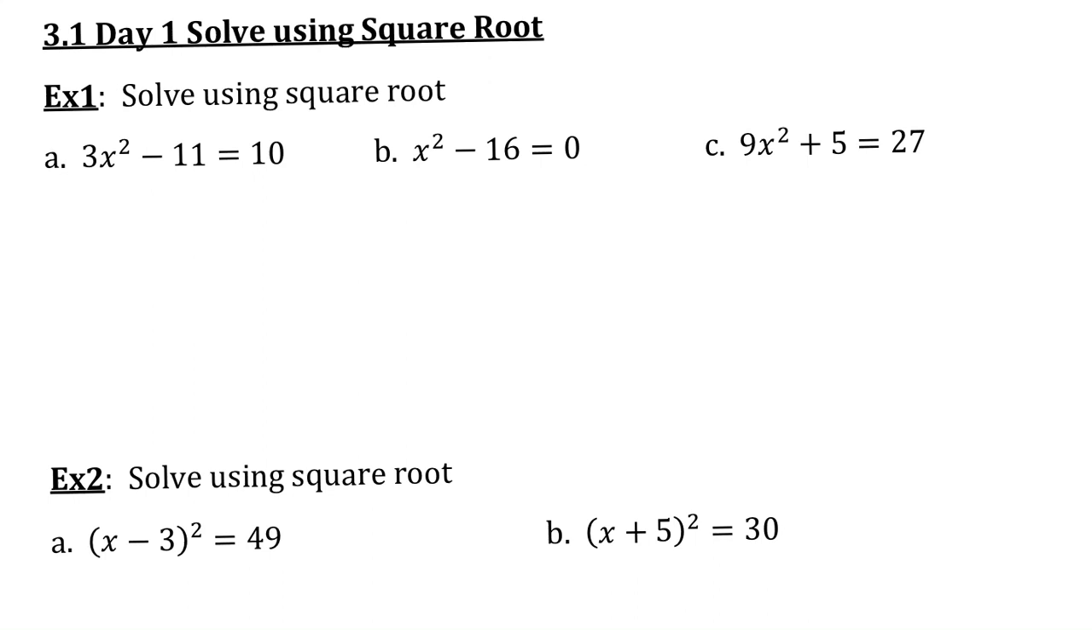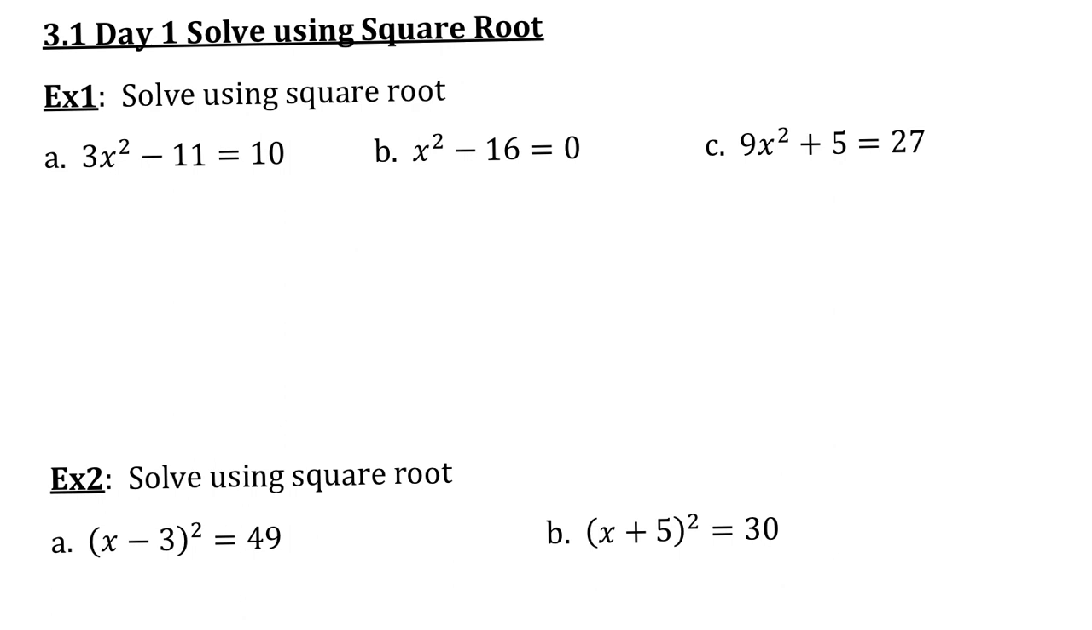Okay, in 3.1, we are going to review solving quadratic equations using square root. Factoring we reviewed yesterday, so now square root. Okay, solving using square root, I need to isolate the part that's being squared, so in this case, it's the x squared. So I need to cancel all the other stuff, like a normal equation. For the minus 11, I'm going to add it to the other side.